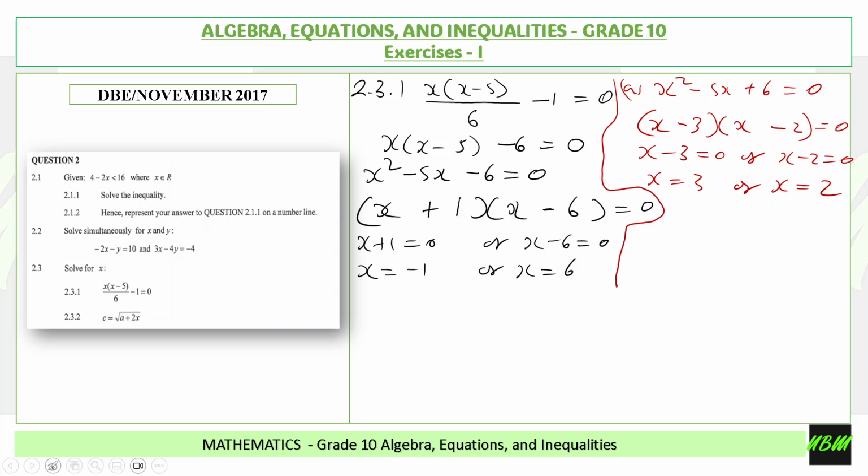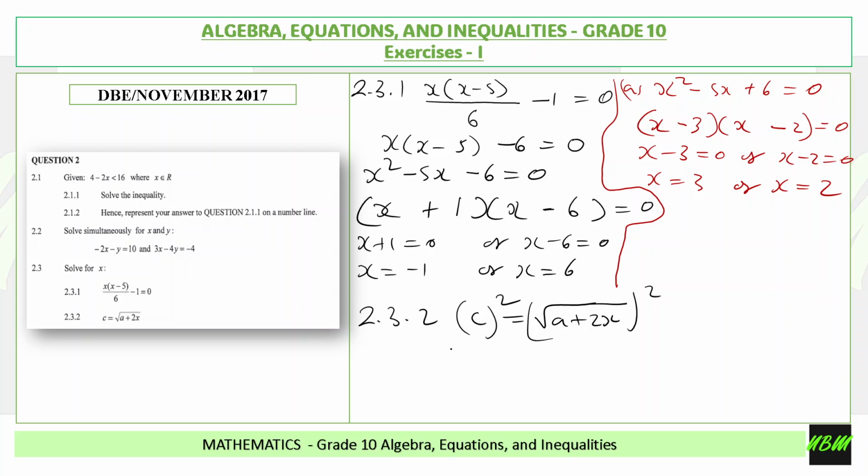All right, let's move on with question 2.3.2. We have c is equal to the square root of a plus 2x. We are solving for x. So how do we get rid of the square root? We get rid of the square root by squaring. Therefore, what we do on the left-hand side, we must also do on the right-hand side.